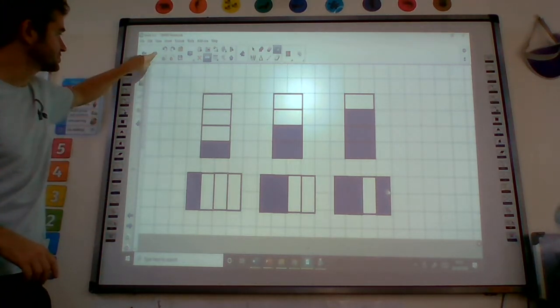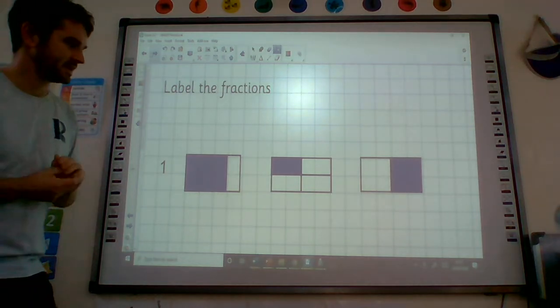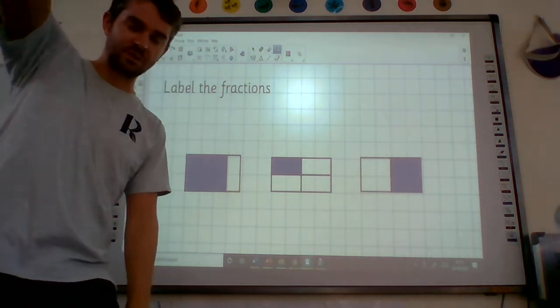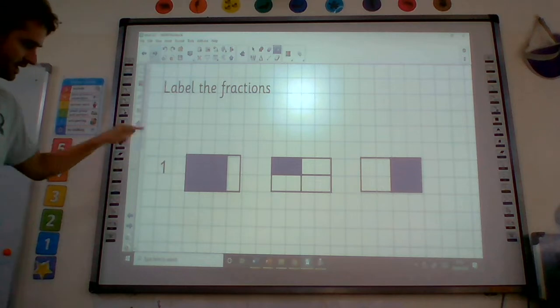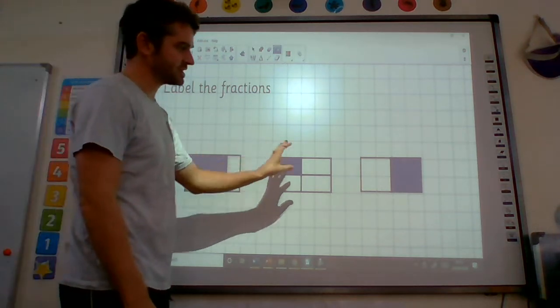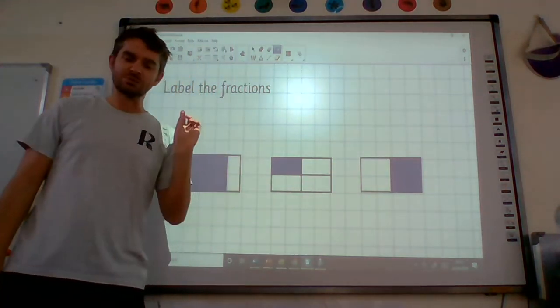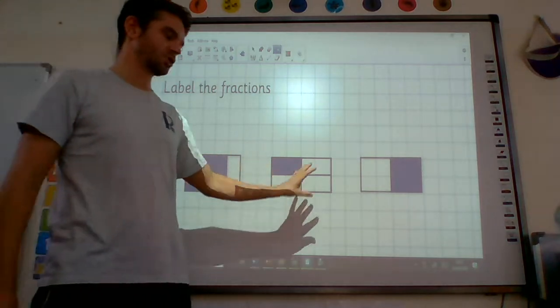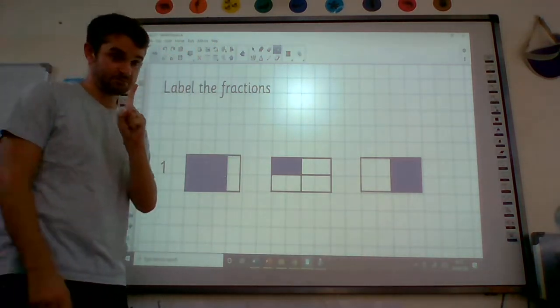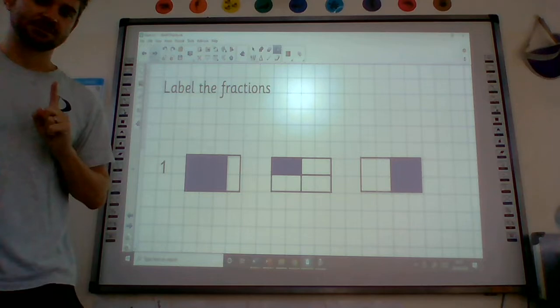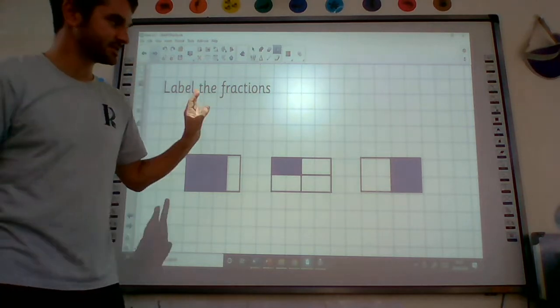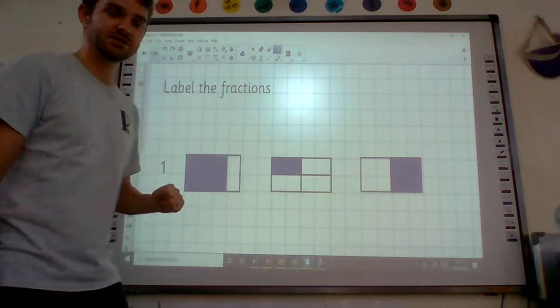It's going to be your turn soon. Get your book ready. Here we go. Your job right now in your book is to write number 1, and then there are 3 fractions here. You're going to pause the video and write each of the fractions. One of them will show 3 quarters. But I also want you to write the fractions that are shown by the other 2.